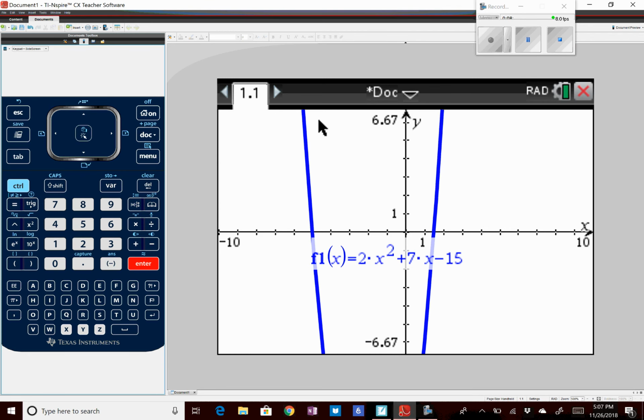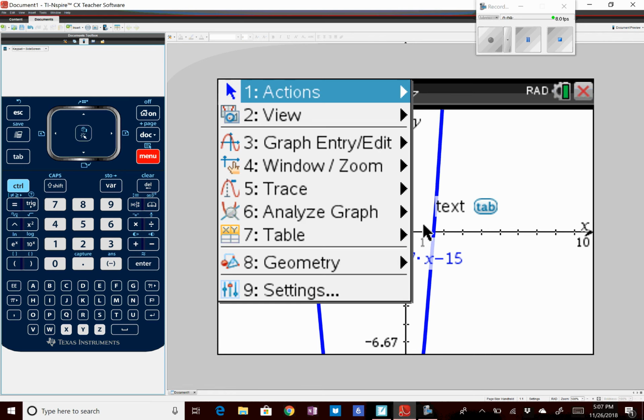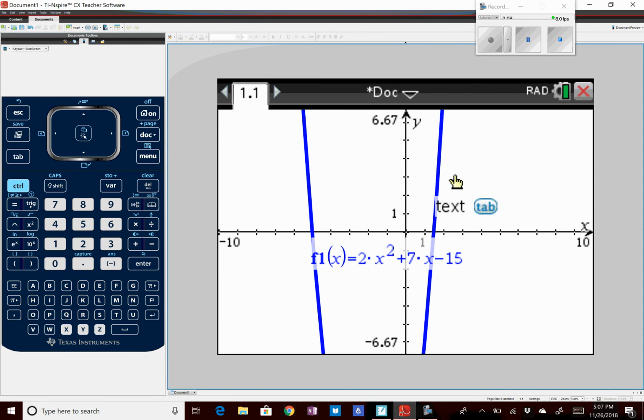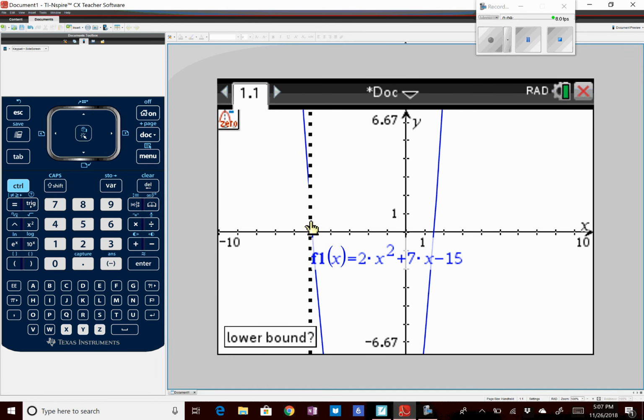Okay, we don't have to adjust the window because what we're interested in are the zeros. So in other words, where the parabola is crossing the x-axis. As long as we can see that portion of the graph, we're good. So the first step is to hit menu, going to analyze the graph. We want the zeros this time. So we're going to work with this one on the left and get a lower boundary. We'll get an upper boundary right next to the point.